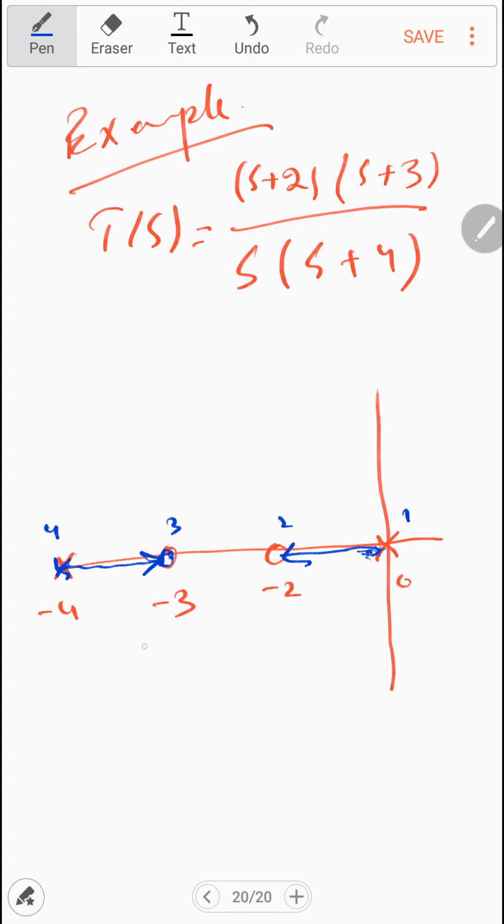So you see the number of the branches again is equal to the maximum of the number of zeros or poles, which is 2, so the number of branches is equal to 2. So this one was also straightforward. So we have these two pieces of information.